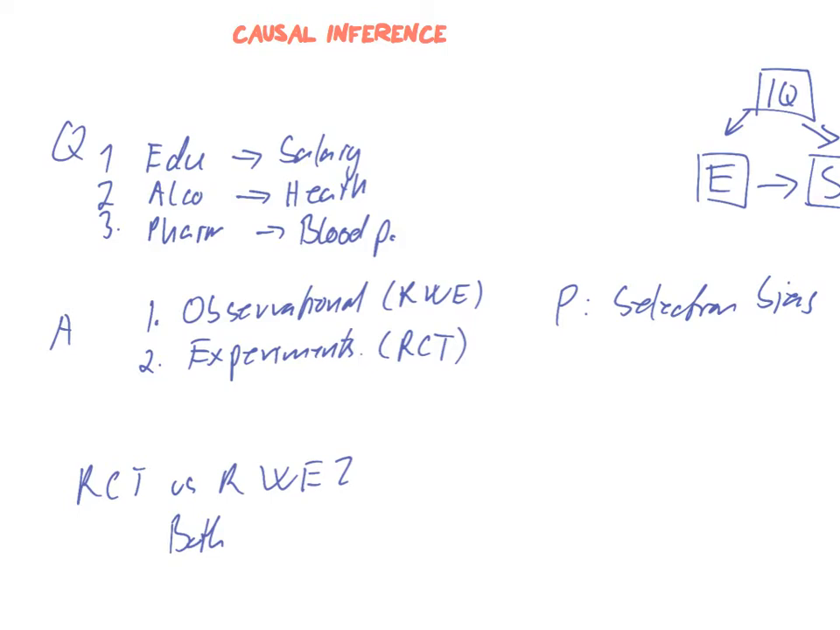So the question is then, if you just observe in the real world, people with education and without education, maybe you've forgotten that there's a common factor behind. So that's always going to be a problem with observational evidence. And in randomized controlled trials, on average at least, we don't have that problem.